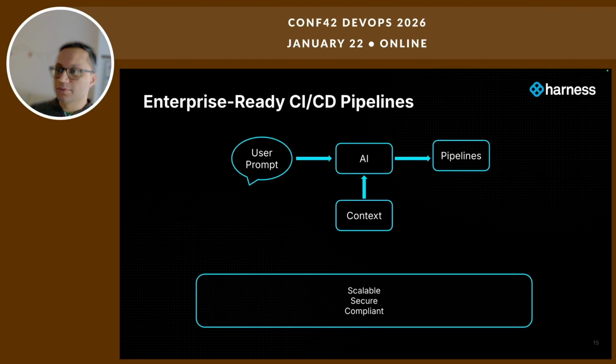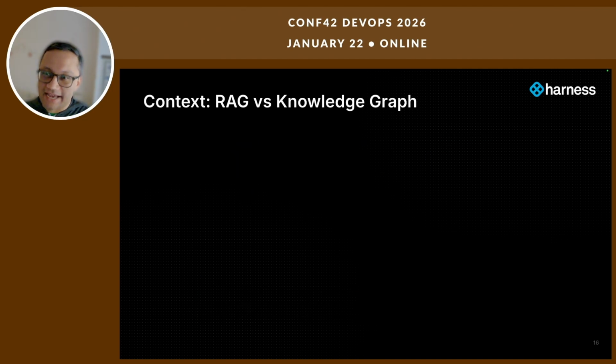So to put this in a diagrammatic view, whenever a user prompt comes into AI, AI uses context which it has access to, to create enterprise-ready pipelines that are scalable, secure, and compliant. So that brings the entire picture that we discussed together. Let's look at how exactly we build knowledge graphs.